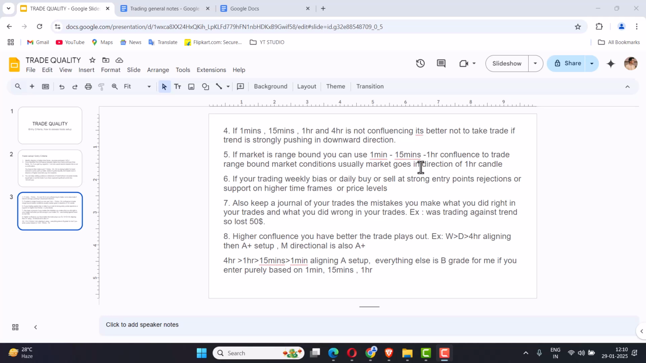And the higher confidence you have, the better the trade plays out. For example, if the weekly is aligning with daily and daily is aligning with 4 hour, then you get an A plus setup. Or monthly directional trades are also A plus, and then an A setup is when 4 hour, 1 hour, 15 minute and 1 minute are all aligning in confluence. And everything else for me is a B grade, if you enter purely based on 1 and 15 minutes or even 1 hour. So that's it for my trade quality and entry criteria.